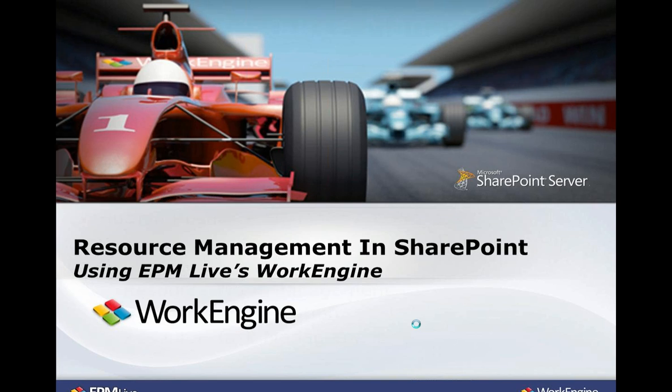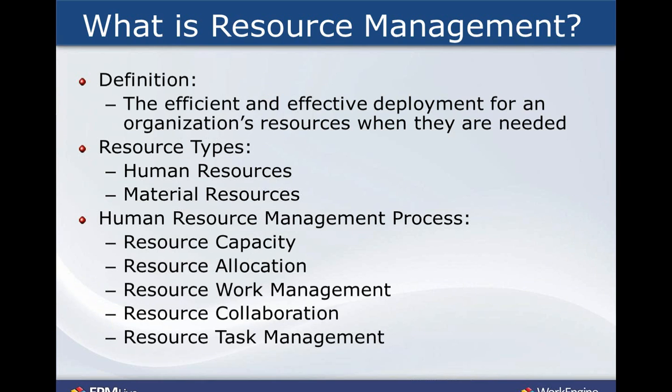From a resource management concept perspective, what we're really focusing on is the definition of resource management as the efficient and effective deployment of an organization's resources when they are needed, getting the right resources on the right work at the right time. Generally, resource types can be both human resources and material and other types of resources, but we're going to focus on the concept of human and labor resources today. The overall human resource management process has 5 distinct processes: resource capacity, resource allocation, resource work management, resource collaboration, and resource task management. We're going to touch on each of those areas conceptually and actually how they apply within EPM Live's WorkEngine solution.